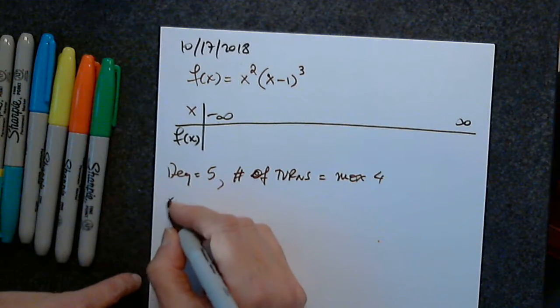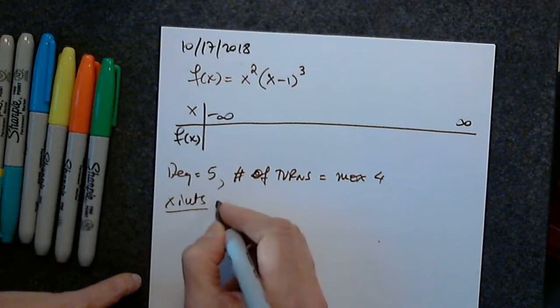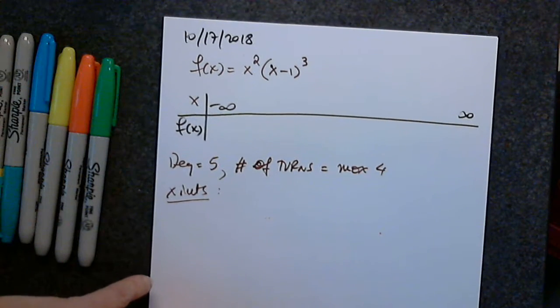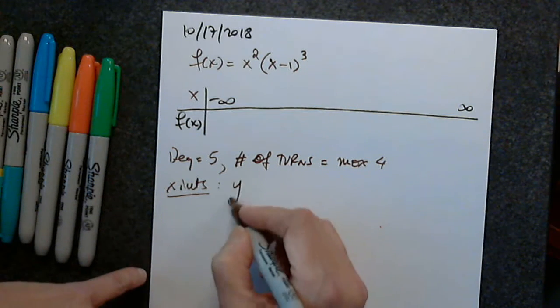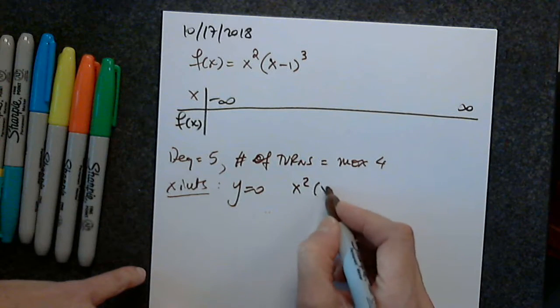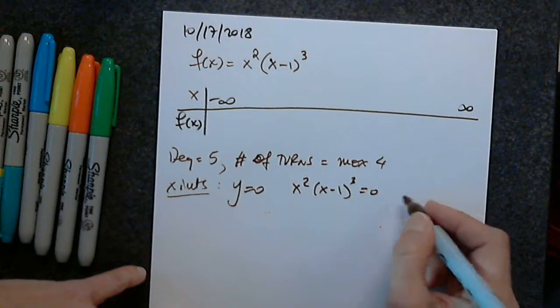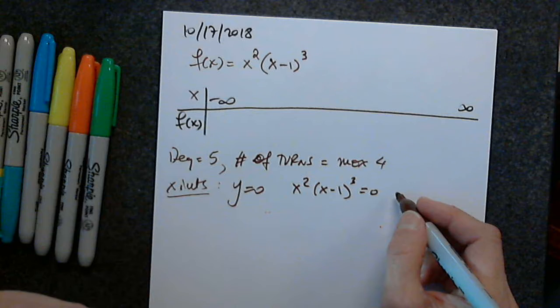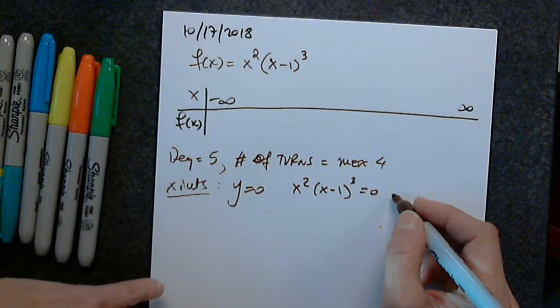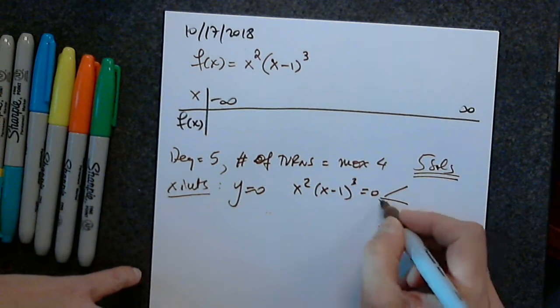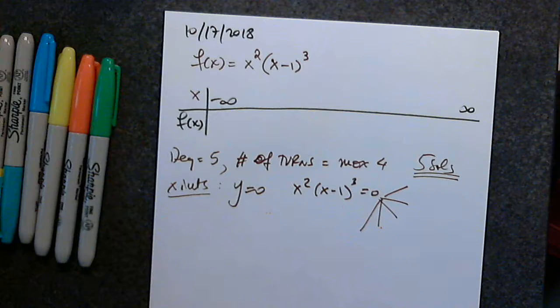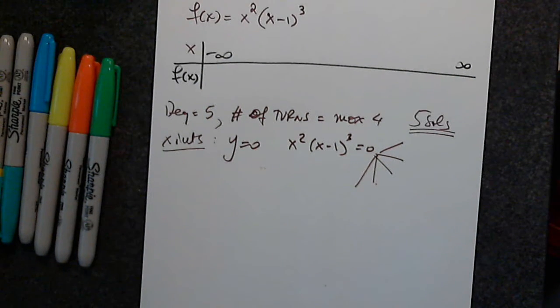Good. So let's find the x-intercepts and the multiplicities. How do I do that? Y equals 0. Excellent. Thank you very much. So we have x squared, x minus 1 cubed equals 0. How many solutions will you come up with? Exactly. The degree. Perfect. Okay, I'm waiting for 5 solutions.